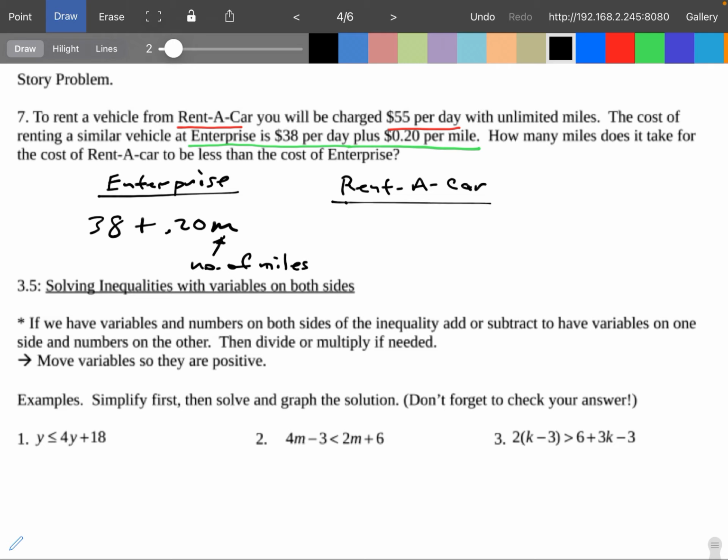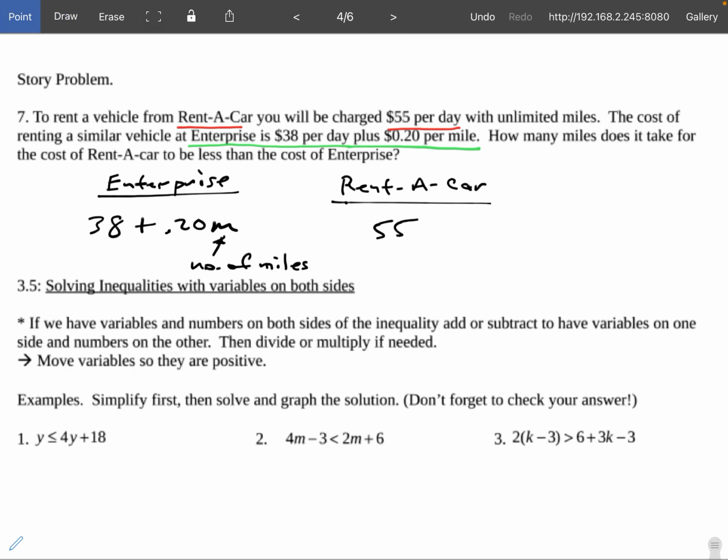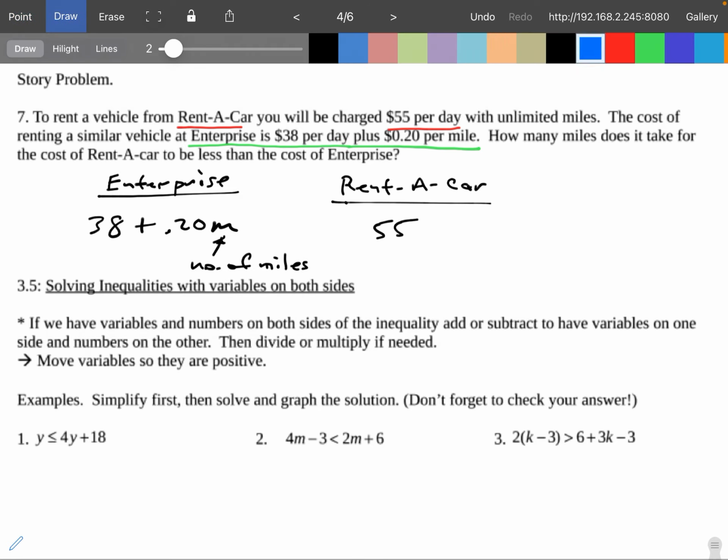All right. And then for the other one, rent a car, they just charge you $55. That's it. Now, it's a little bit confusing in this one because you see the word per up here also, right? $55 per day, and you also see it here, $38 per day. But again, we're just renting the car for one day, and we're trying to figure out which one would be cheaper.